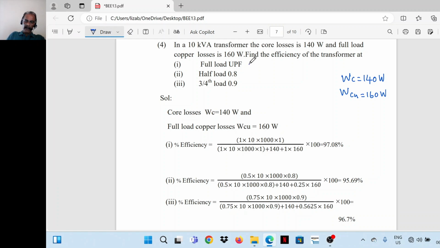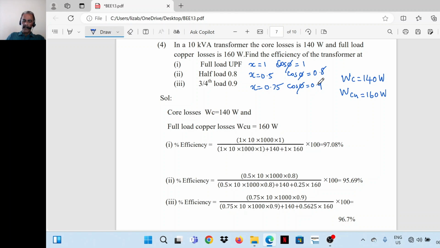So full load UPF means full load, x is equal to 1, and UPF means unity power factor, cos phi is equal to 1. Then half load 0.8 power factor. Half load x is equal to 0.5 and power factor is 0.8. Third case, 3/4 load 0.9 power factor. That is x is equal to 0.75. Cos phi is equal to 0.9.